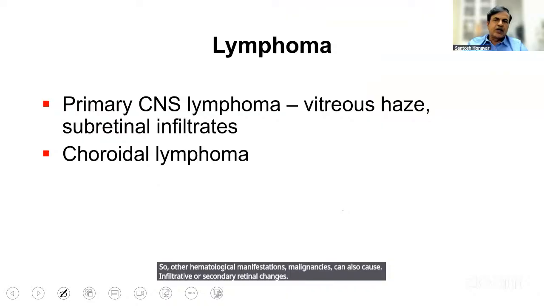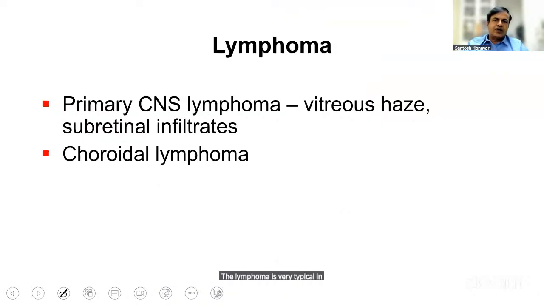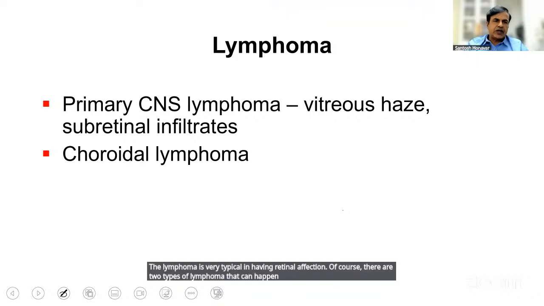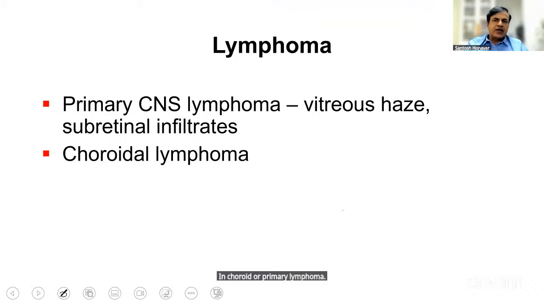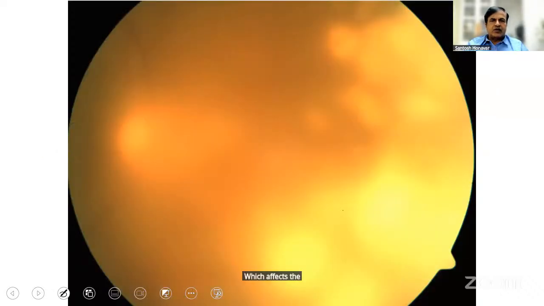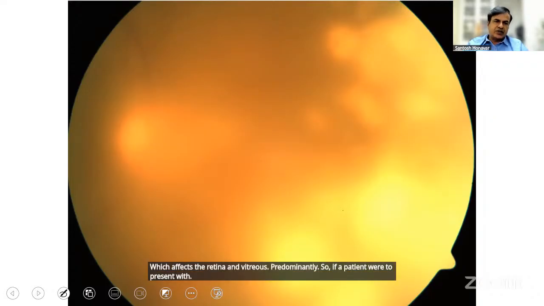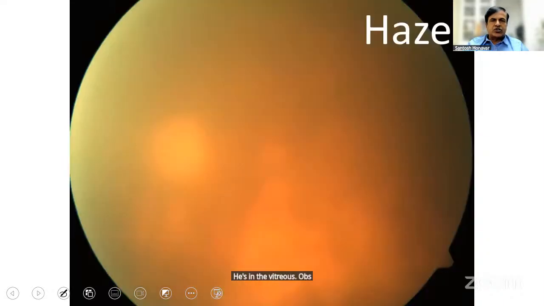Now, lymphoma is very typical in having retinal affection. Of course, there are two types of lymphoma that can happen in the eye. Intraocular lymphoma could be secondary lymphoma in choroid, or primary lymphoma, primary intraocular, primary CNS lymphoma, which affects the retina and vitreous predominantly.